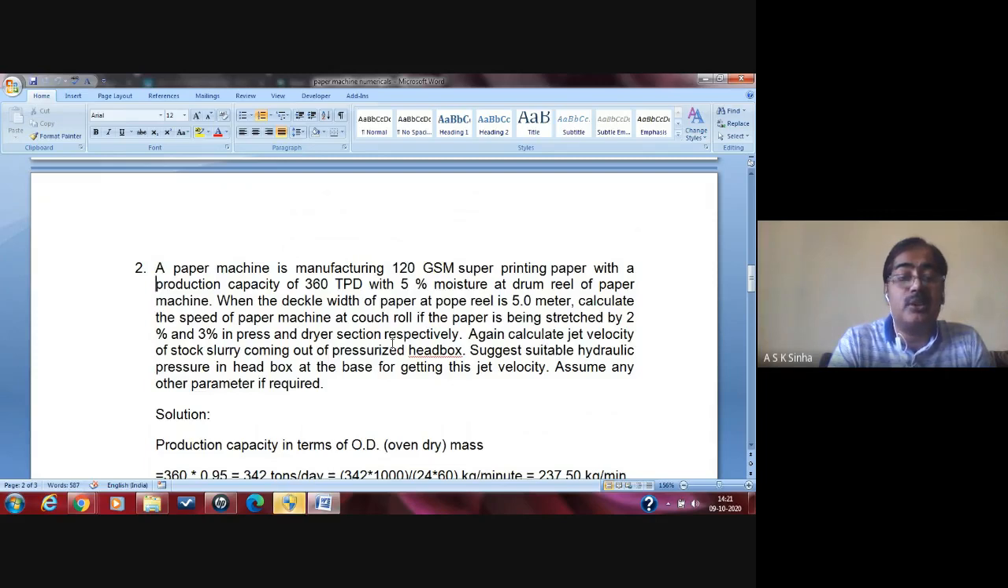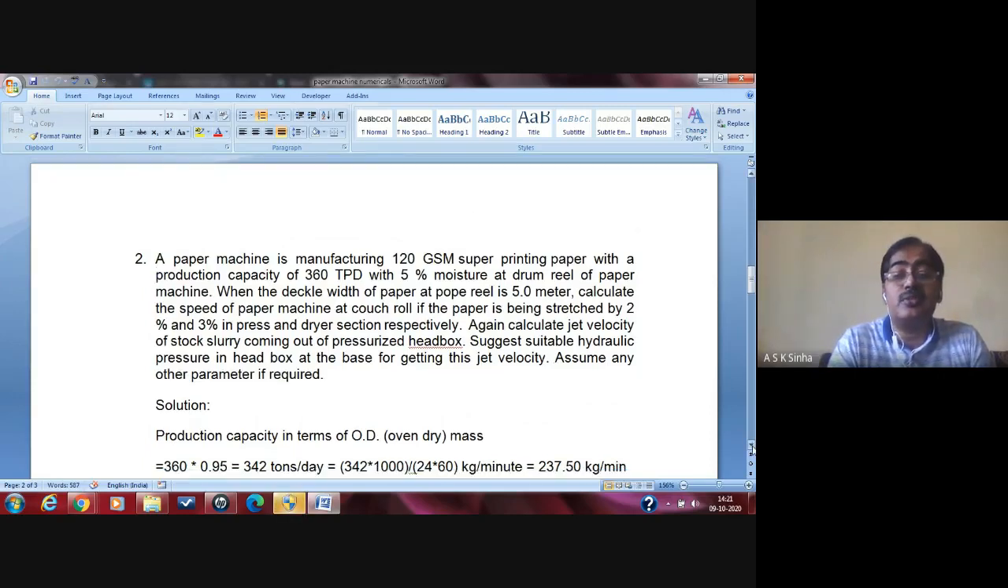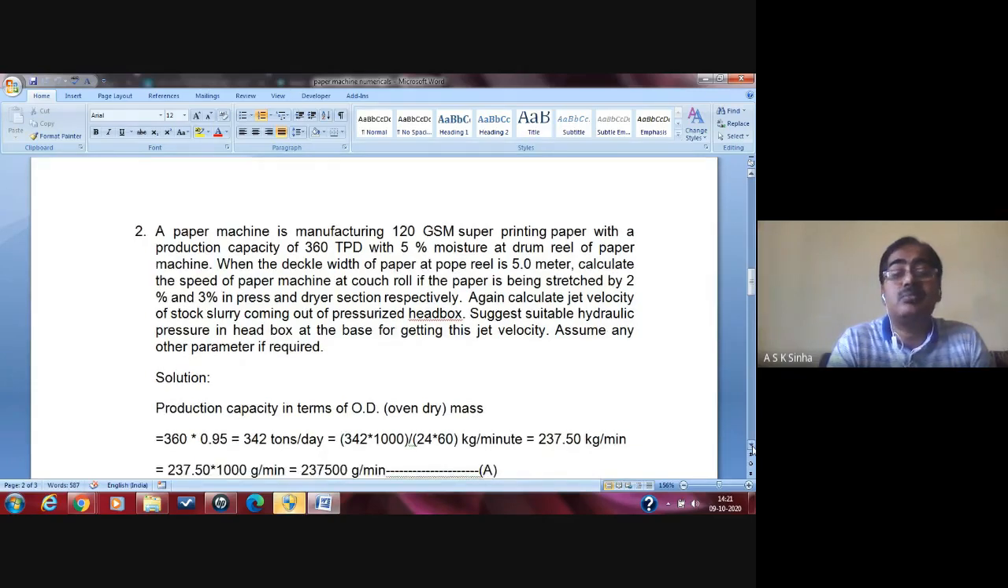Again, calculate the jet velocity of a stock slurry coming out of the pressurized head box. Suggest a suitable hydraulic pressure in the head box at the base for getting this jet velocity. That means how much should be the total pressure at the base or bottom of the head box. So that may be the summation of the level inside the head box, that is the hydraulic level at which the liquid is filled up, and then extra pressure that is generally provided with the help of air pressure. So total pressure can be calculated here, and then you can calculate the air pressure. So let us see the steps here.